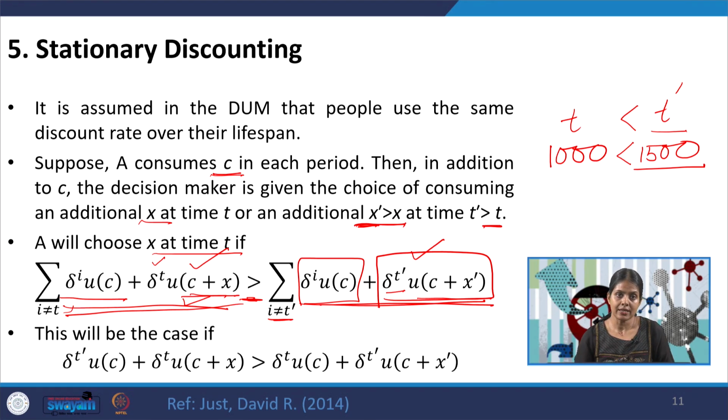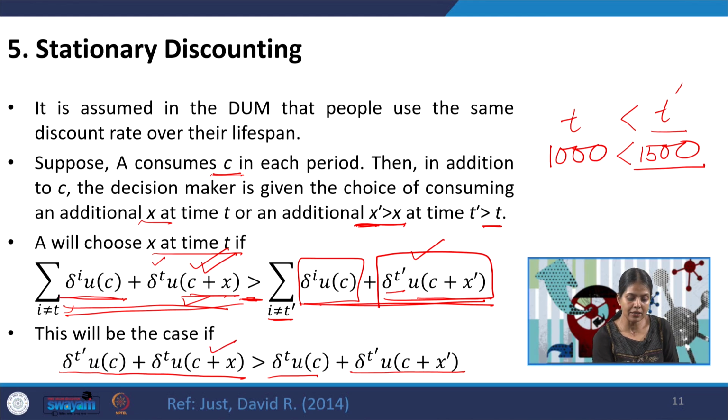This will be the case if delta t prime u c plus delta t u c plus x is greater than delta t u c plus delta t prime u c plus x prime. So what does it say? They simply say that we are retaining this, and if you compare these two terms, the only difference between them is that here t prime is included and t is not included, here t is included and t prime is not included.